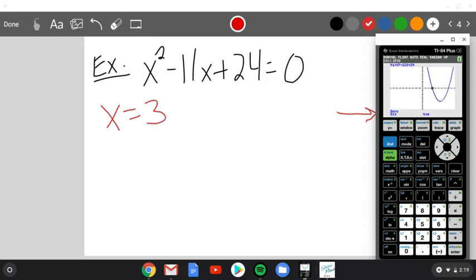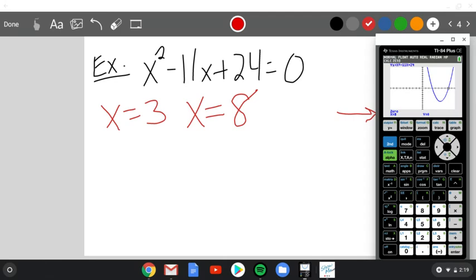Now I need to do that all over again. Second and trace. Choose number 2. And I'm going to scoot around. So now to the left of where it's crossing the x-axis would be about right there. Enter. Go to the right. Enter. And enter when it says guess. X equals 8.